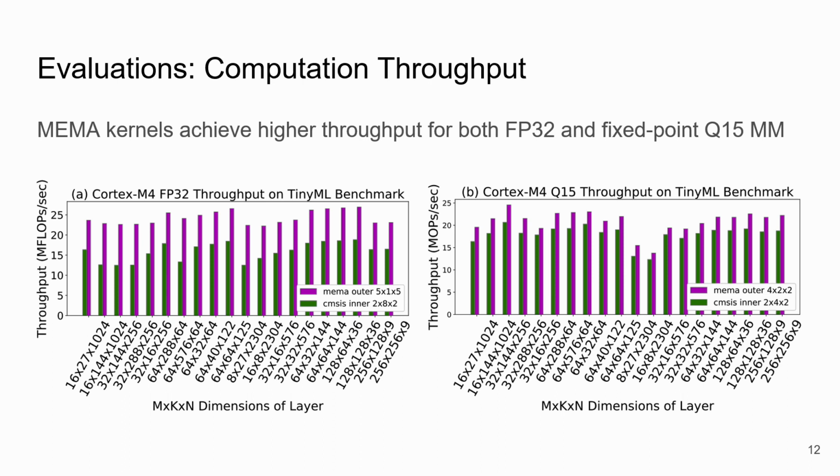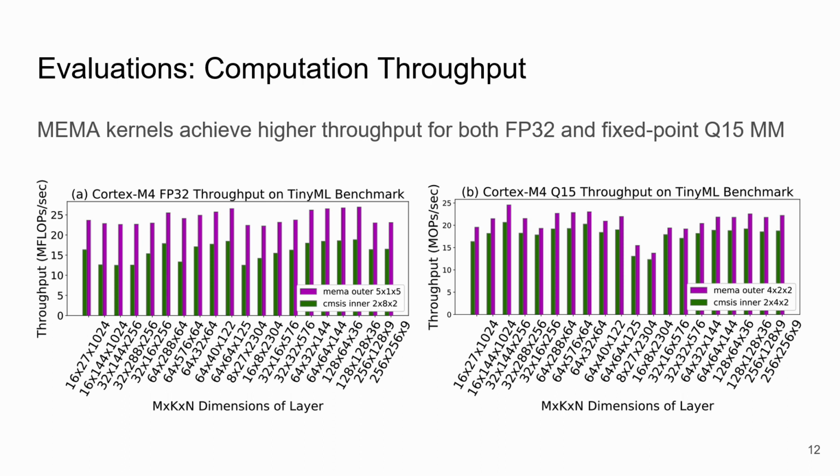So now I'll move on to the smaller hardware, the Cortex-M4 Arduino Nano. The STM-M7 results are almost identical, so we omit them from here. But again, you can see that the MEMA kernels are achieving a much higher throughput for FP32, but for fixed point, they achieve a higher throughput, but it's not quite as high. Another interesting point is, if you look at the throughput for floating point and the integer operations, it's about the same in terms of operations per second. It's like 25 megaflops versus 25 mega integer operations for the Q15 operations.